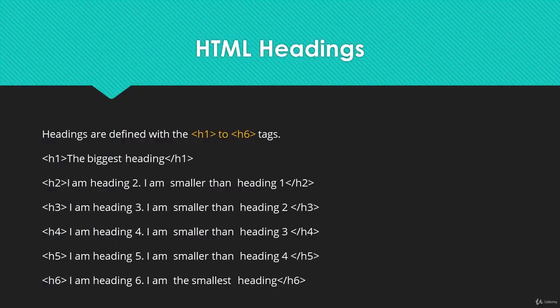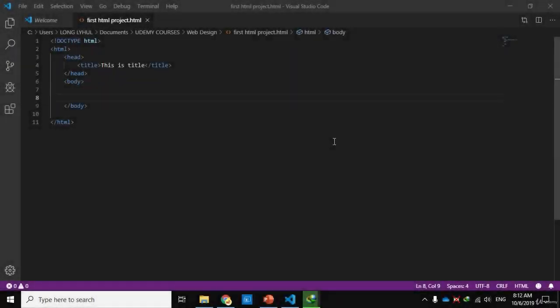If you want to make your text look bigger or smaller, you can use headings in HTML. These tags range from H1 to H6. H1 is used to define the biggest text, whereas H6 is used to define the smallest text. Just see the example. I am going to show you the difference between H1 to H6 headings in HTML.